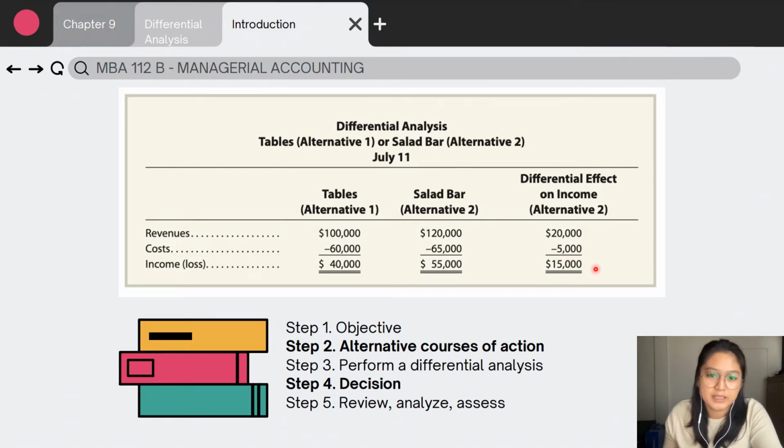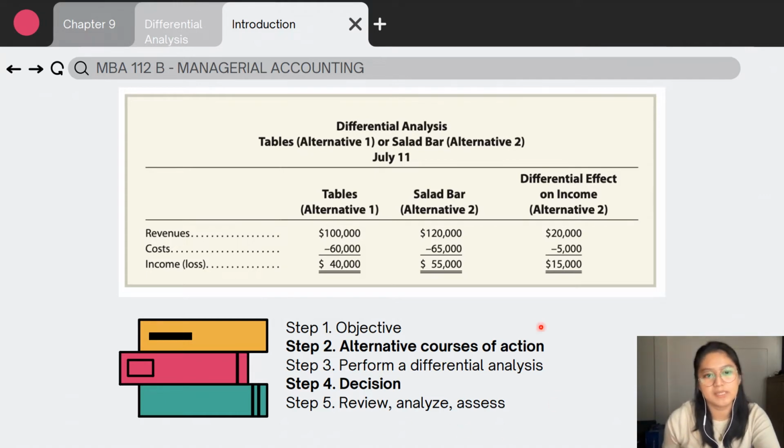The differential income will be determined by deducting the differential cost from the differential revenue, so the differential income will be 15,000. In this case, since it is a positive amount, that means that alternative 2 would be the best alternative course of action because it will generate a higher revenue compared to alternative 1. That will be our step 4, making a decision. You can make a decision once you have your differential effect on income based on alternative 1 and alternative 2. Now step 5 is just to review, analyze, and assess the results of the decision.